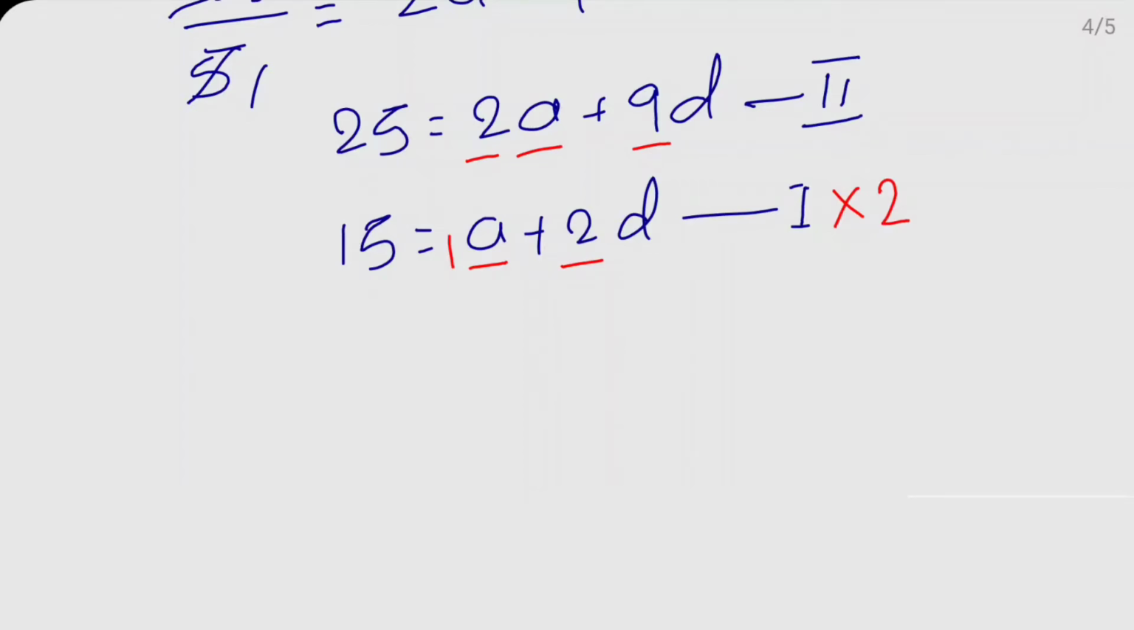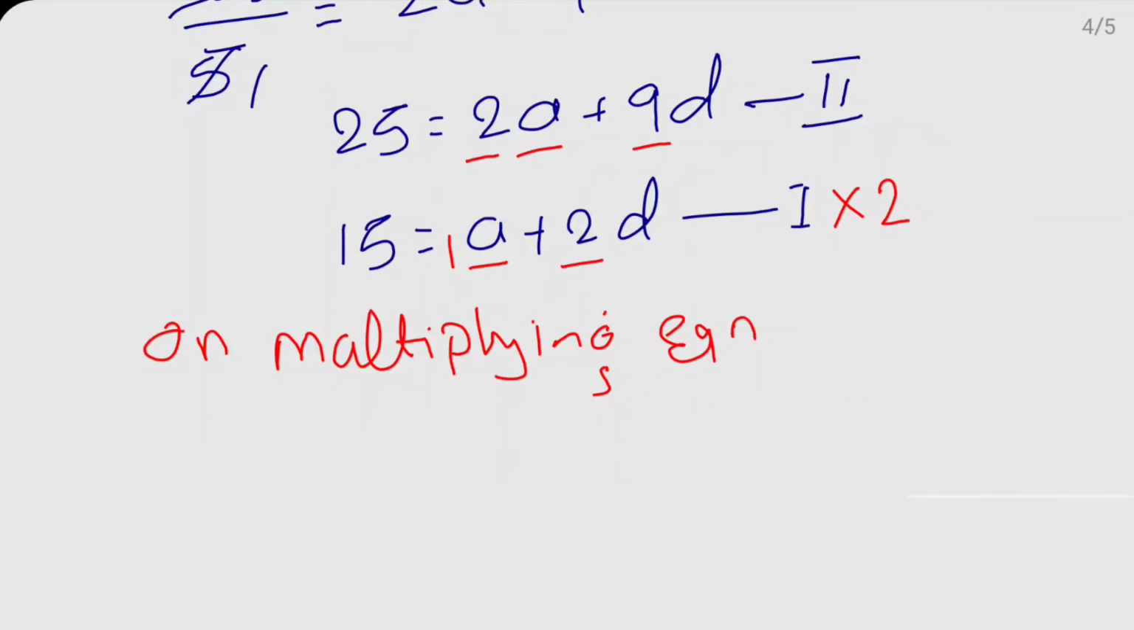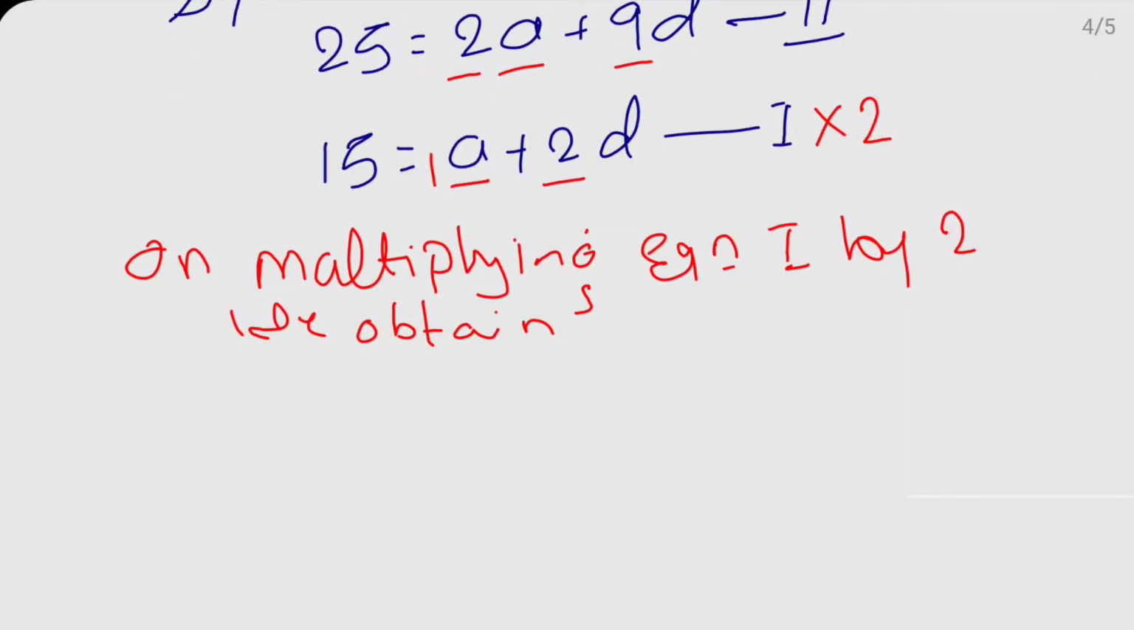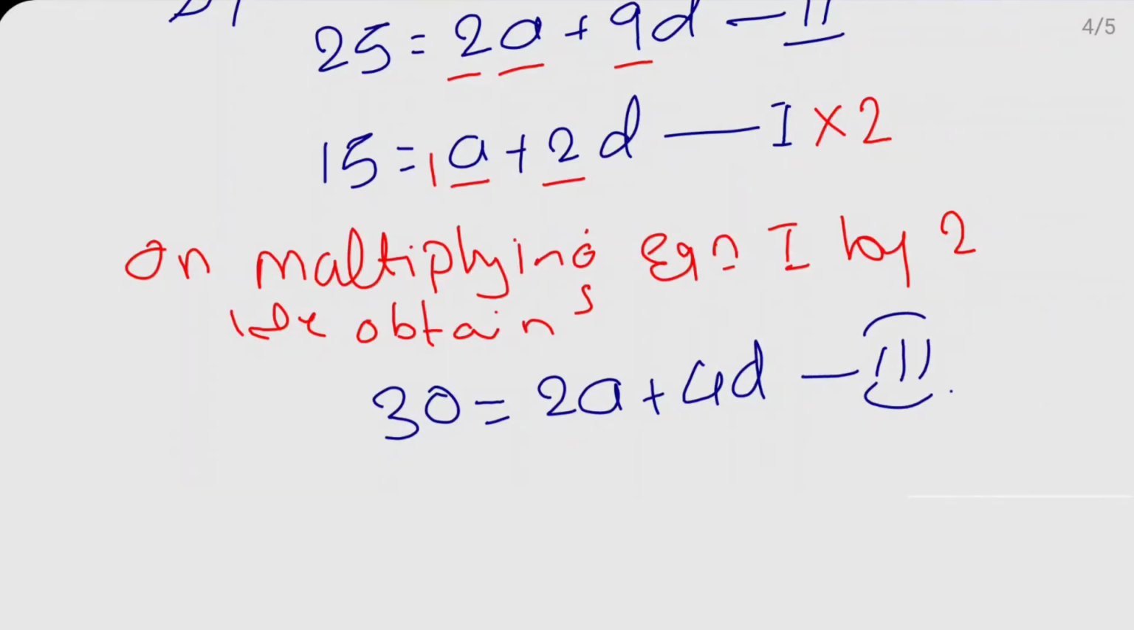So write down here, on multiplying equation 1 by 2 we obtain. So write down 15 into 2 is 30. This equals 2a plus 2 into 2 is 4d. Call this equation 3.